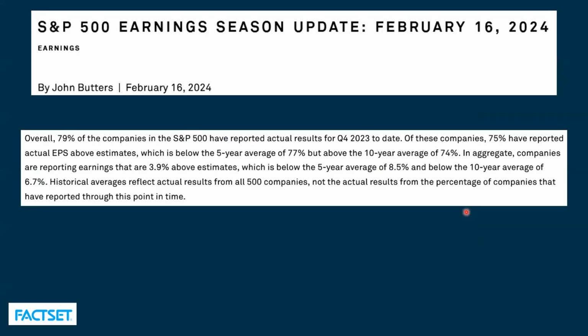Then here's the update. As of the time that this was posted on Friday, 79% of the S&P 500 companies have reported. 75% of those companies that have reported are above their estimates. And when you take them all together, their earnings are 3.9% above estimates. And again, this is taking all 500 companies or 505 companies together, so it might be skewed just a little bit. But earnings season so far has been going fairly well.